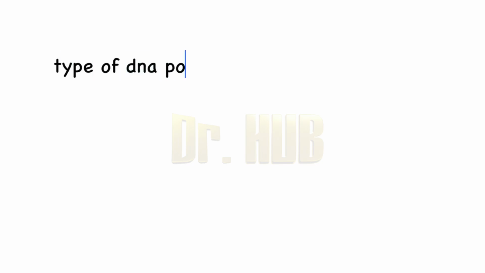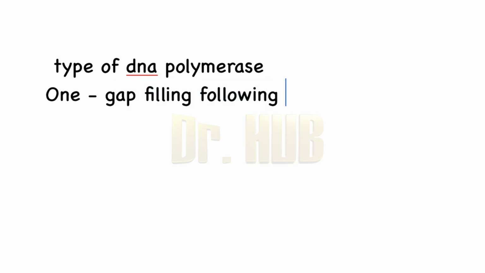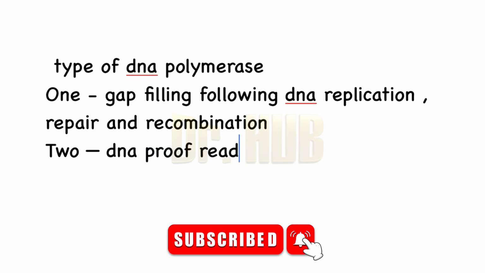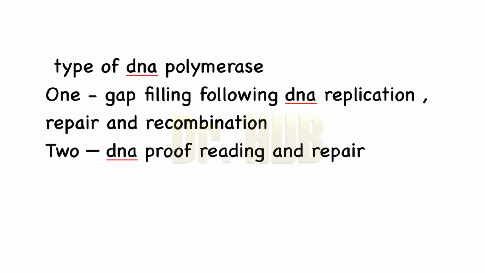Types of the DNA polymerase. So first one is the prokaryotic enzyme. Example 1, the E. coli, it is 1. What happens in 1? It is a gap filling following the DNA replication. So gap filling following DNA replication, and the repair and recombination. Next is 2. 2 is nothing but DNA proofreading and repair. DNA proofreading and repair. Then we move on to the beta, eukaryotic enzyme beta.